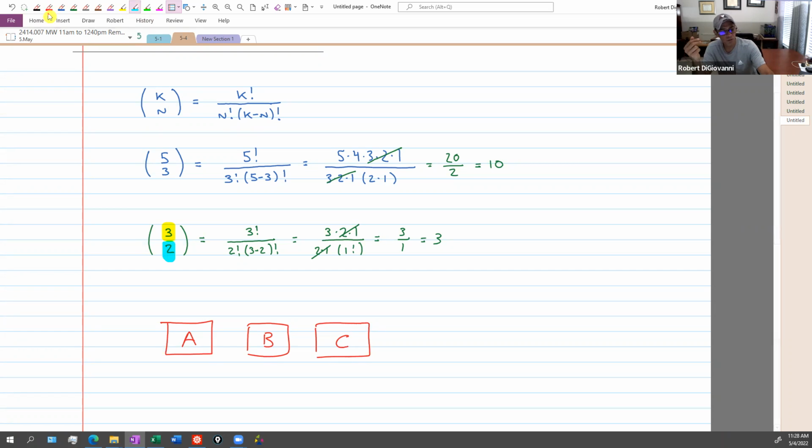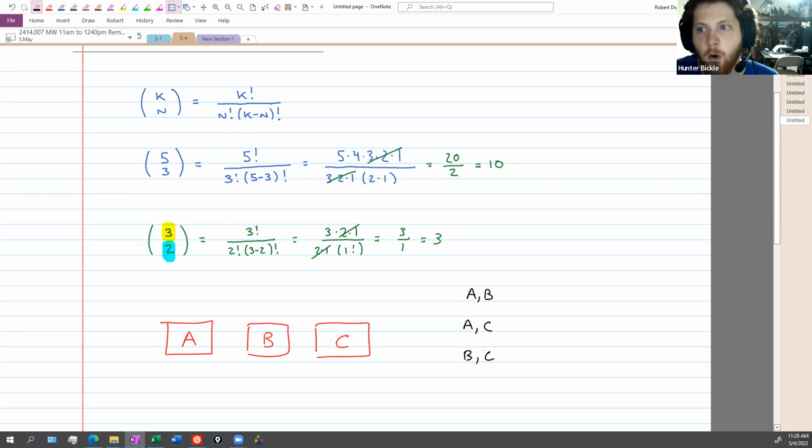So I could choose 2 this way. I could do A, B, right? That's one way I could do it. I could do A and C, right? And what else could I do? B and C. Is there any other way I could take 2 from that group of 3? No, right? I'm either going to have A and B, or A and C, or B and C. There are only 3 ways to choose 2 objects from a group of 3. And that's what this number represents, how many ways you can choose 2 things from a group of 3.